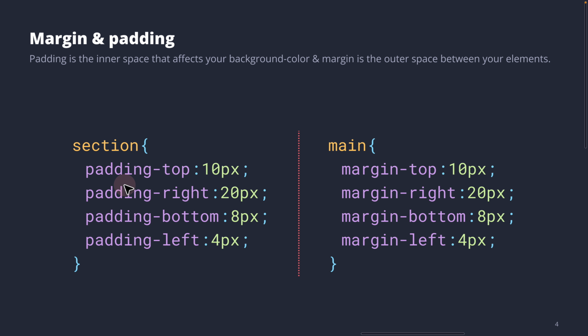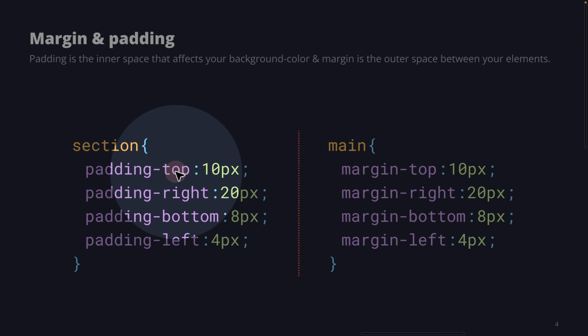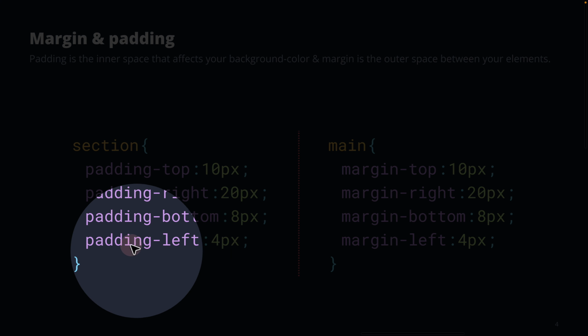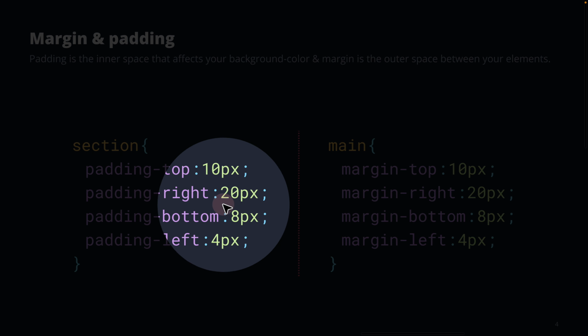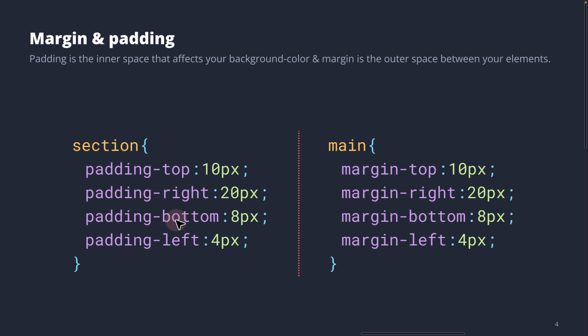Moreover, if you have to give your elements padding in all directions, you don't usually give them padding top, padding right, bottom, and left one by one. You have a way to give all of these properties, padding top, right, bottom, and left, in one single property, and that is called the padding shorthand. This goes exactly the same way for the margin.